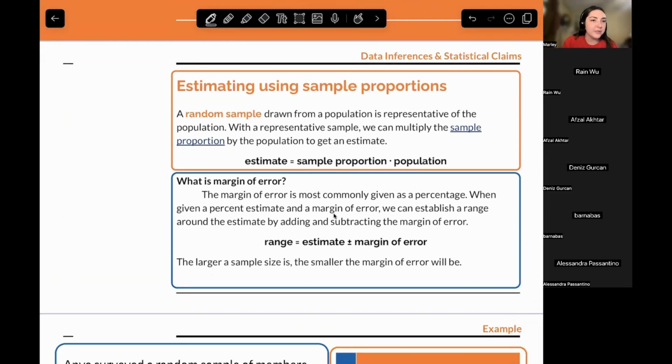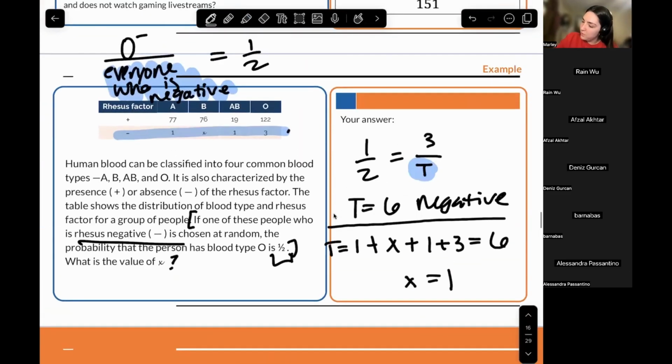Yes, Darius said, we could have done 1/2 is equal to 3 over 5 plus X. We could have solved it this way to immediately solve for X rather than finding that the total is 6. Either way, however your brain works, any way is possible. And that way you probably want to cross multiply. You're getting 5 plus X is equal to 6. Very similarly to what we did before.